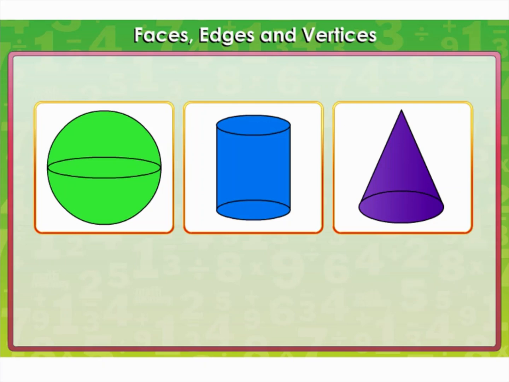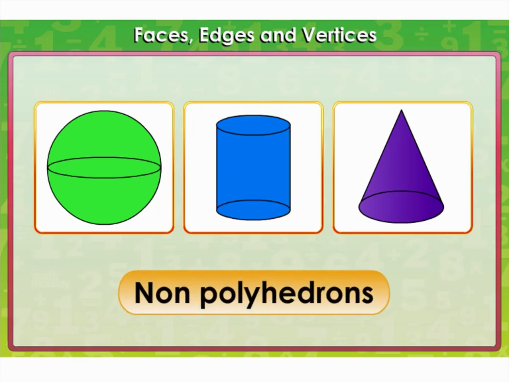These shapes do not satisfy the conditions of polyhedrons. Hence, they are called non-polyhedrons.